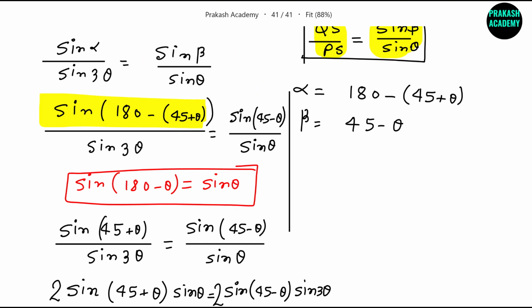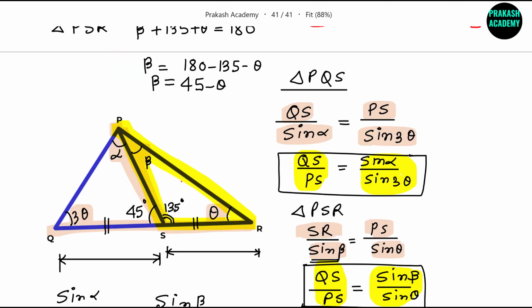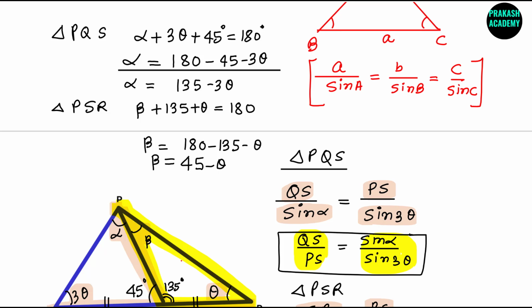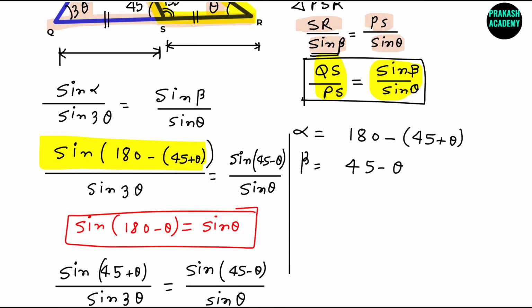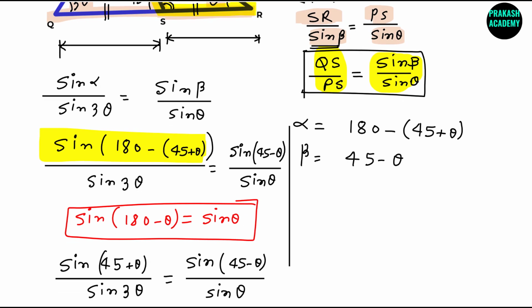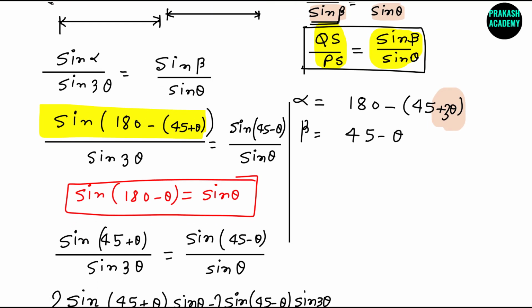So basically I made a mistake. So you see alpha is 180 minus 45 minus 3 theta, that is 180 minus 45 plus 3 theta. So this will be 3 theta, not simply theta. So let us replace everywhere with 3 theta. So 45 plus 3 theta. So I will have here 45 plus 3 theta.